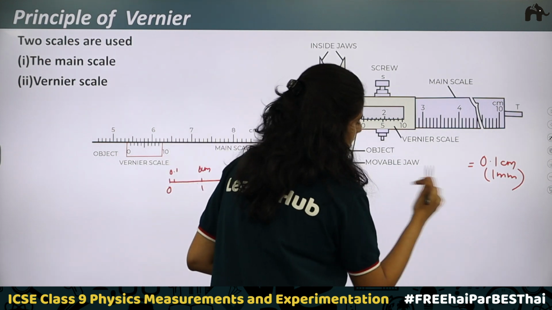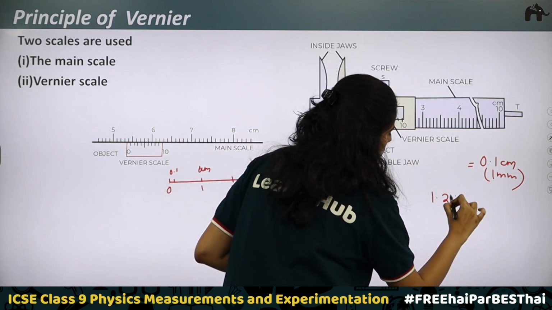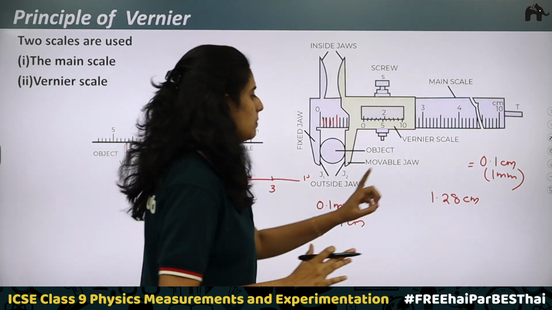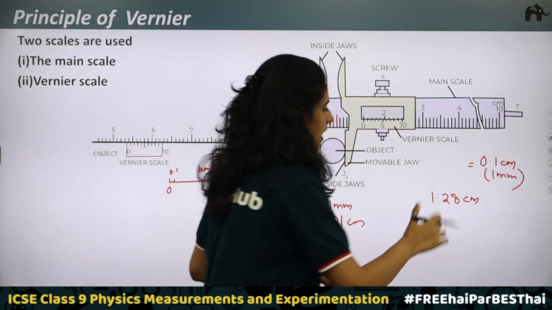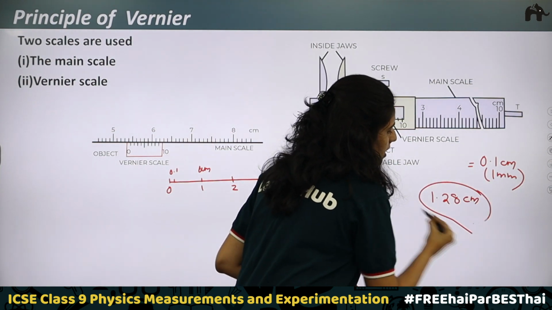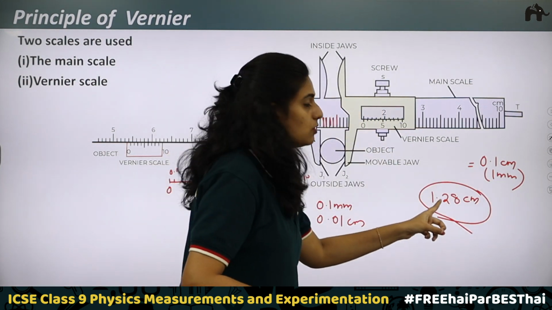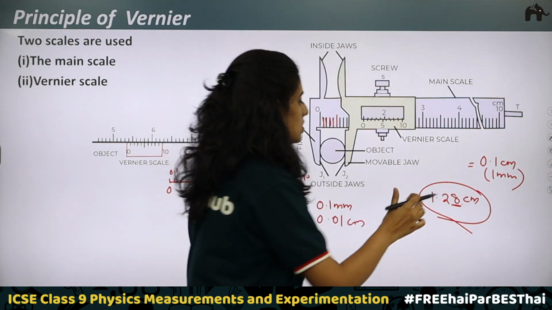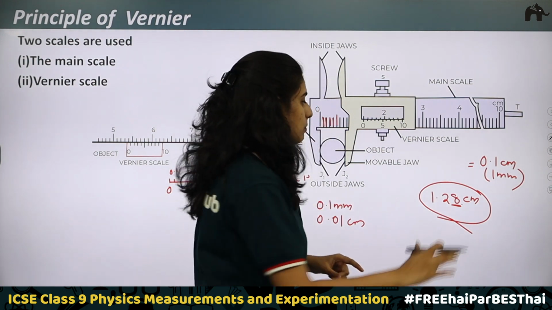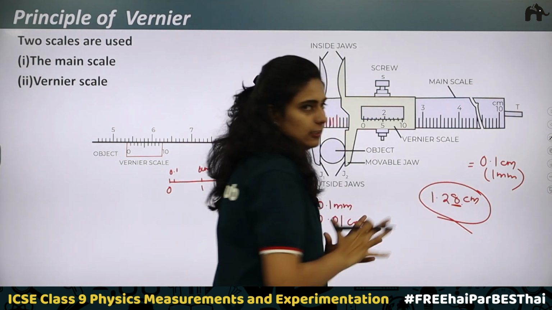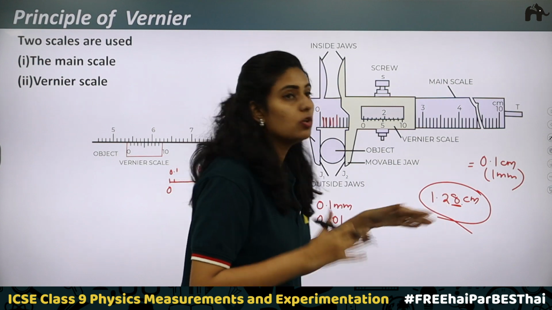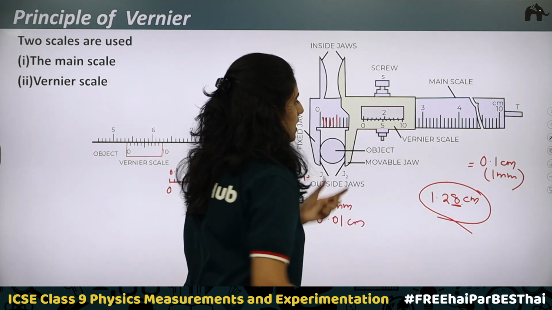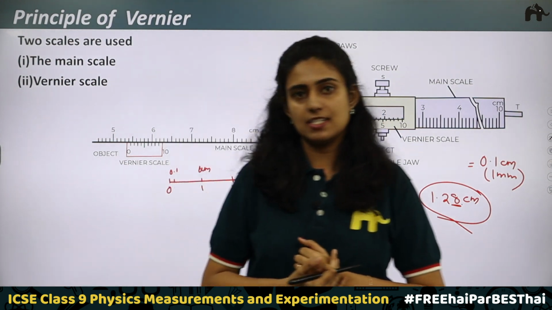For example, if you are measuring something and you get 1.28 centimeters, you can say that this measurement cannot be made using a meter scale. You can use a vernier scale because the second decimal is also given. So using the vernier scale is how you will be able to find the length. Clear? This is a more accurate value compared to the previous one. These are the two scales, and the second scale helps you find the second decimal value.